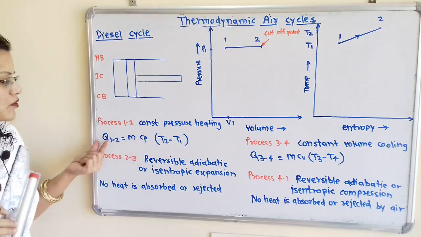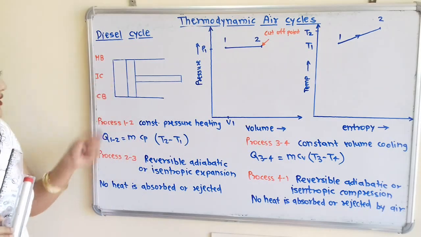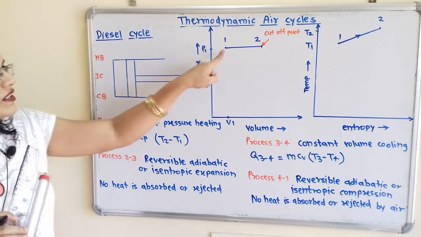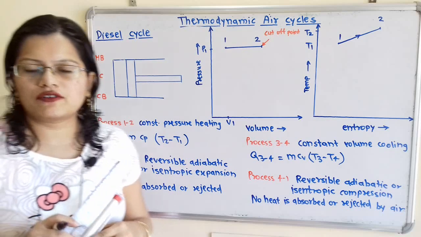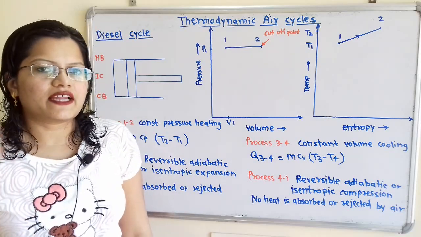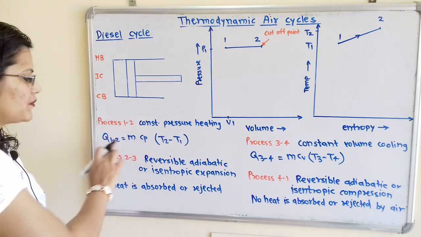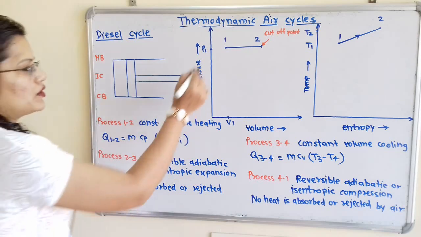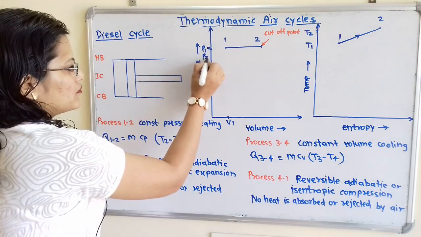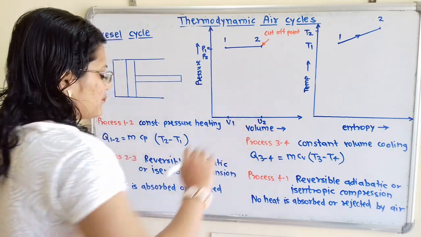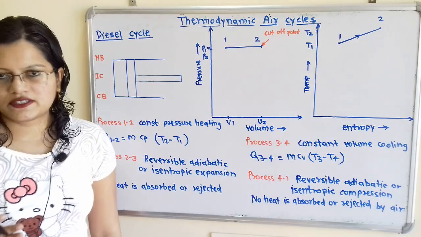Now during this process, heat is getting absorbed by the air, and what is this heat absorbed? Q12 is equal to, now this is the process taking place at constant pressure. So we will say that here specific heat at constant pressure, that is Cp. So which is equal to mCp (T2 minus T1). So here P1 is equal to P2. We will write, and at point 2 here is pressure P2. Now we will move for the next process.